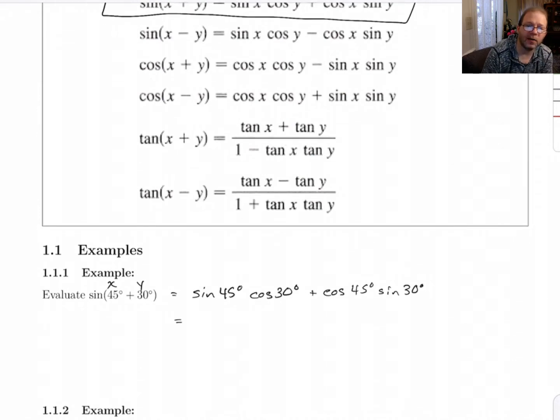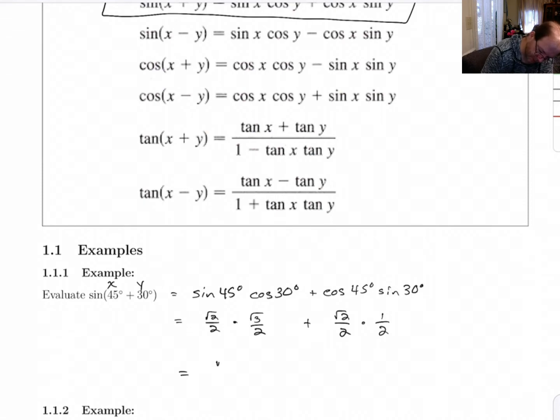All right, so plug in what these are. For 45 degrees, sine and cosine are both root 2 over 2. And for 30 degrees, the sine is a half, and the cosine is root 3 over 2. So if you put this together, this gives you root 6 over 4. And over here, this gives you root 2 over 4. So our answer is root 6 plus root 2 over 4.